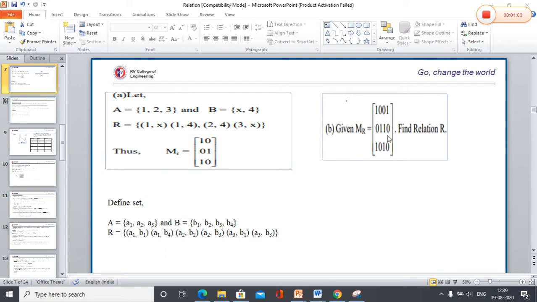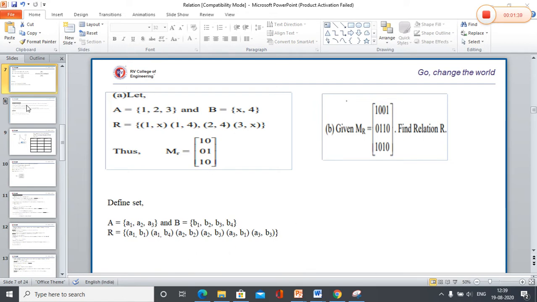Now in the second row, I have only second and third element. So I will be writing, this is for the A2 row, A2, B2 and A2, B3. Now in the third row, I have first and third element 1, second and fourth is 0. So I'll be writing A3, B1 and A3, B3 because first and third elements are there. So here we had a relation in ordered pair representation and we could write the matrix representation from it. Now in this example we have a matrix, so we can write the ordered pair representation of the relation.